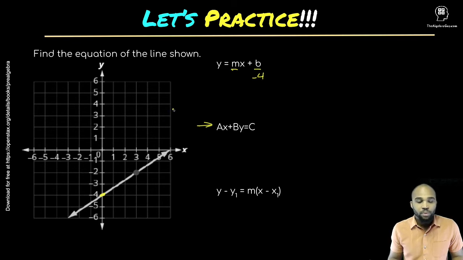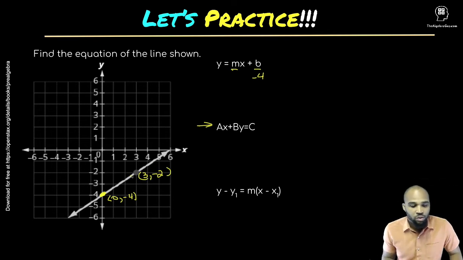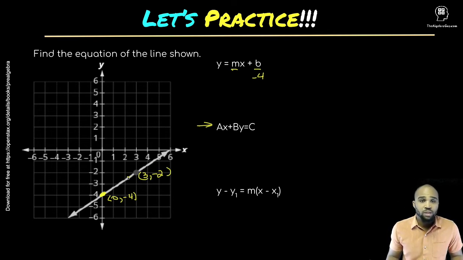What's my slope? My slope is going to be identified after finding two points. Here's one point, and this is a good point because there are two integers here: 0, -4. That looks ugly, so let's try that again. 0, -4. And this is 3, -2. See how these are two nice integers? I can't pick a point in between because it's going to give me a fraction or a decimal. I don't want to do that.